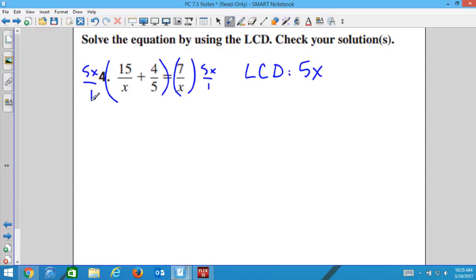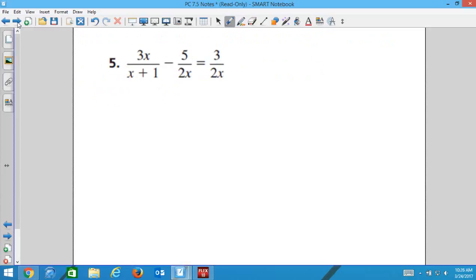Okay, next one, do not yell it out before everybody has a chance to think for themselves. So we're finding the LCD. Just finding the LCD, we won't work this one out.